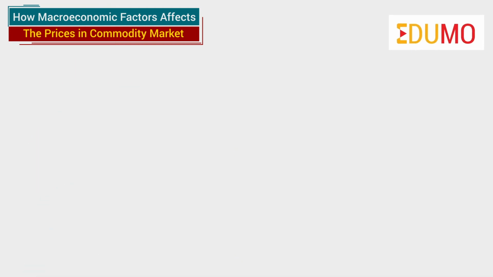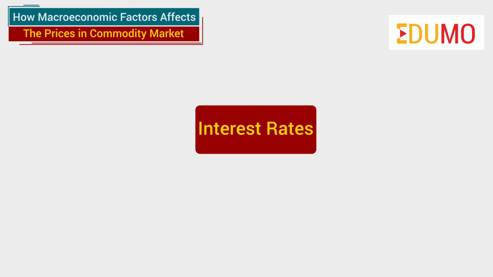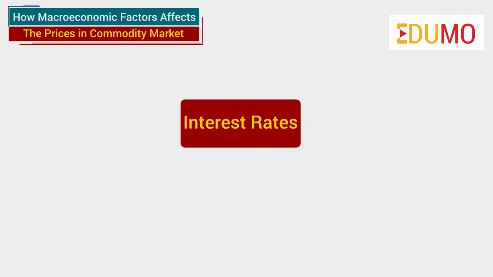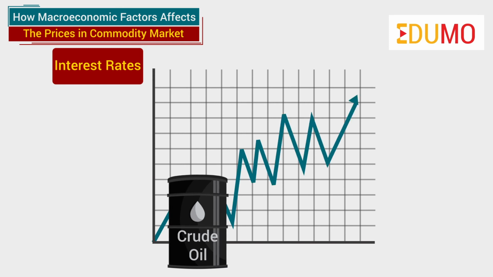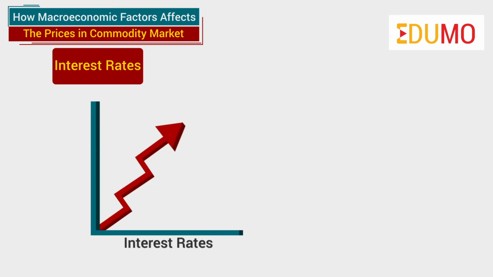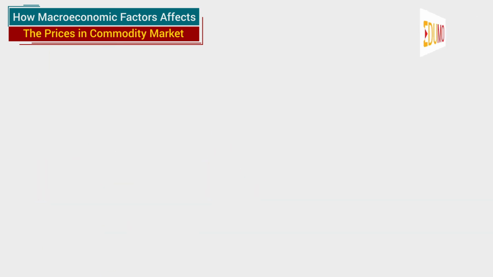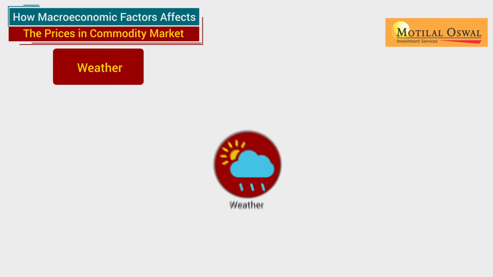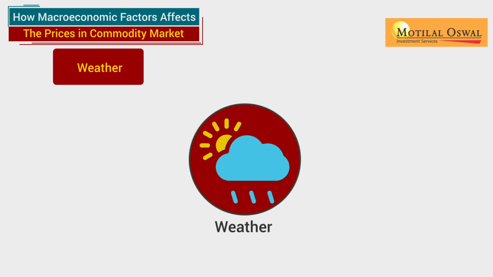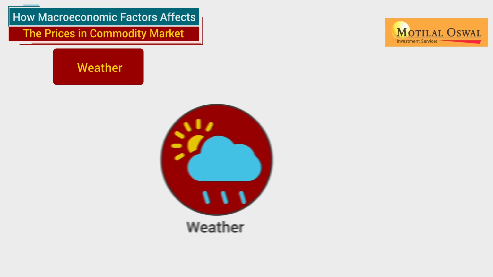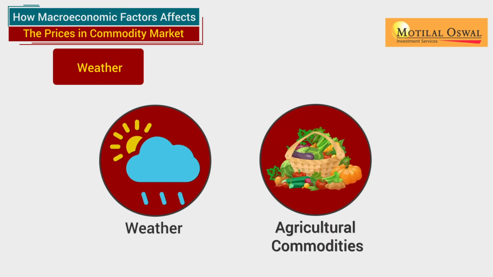The next factor is interest rates, which are also one of the key variables for commodity price movements. High interest rates could reduce the market prices of commodities, and vice versa. We shouldn't be ignoring some more obvious factors like weather. It is an important factor that impacts the production of agricultural commodities in different parts of the world.